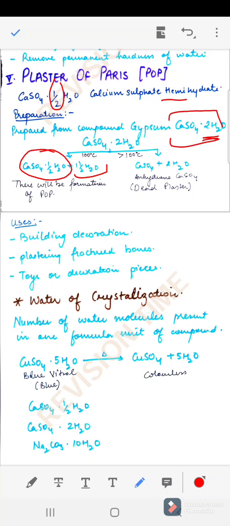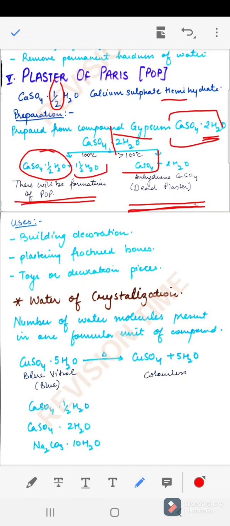But if the temperature is more than 100, we will get anhydrous calcium sulfate. That means these two waters will be separated, and we will get calcium sulfate which is anhydrous, that is without water. This is known as dead burnt plaster, right? And this is POP. This is why we are advised to keep POP in dry, anhydrous conditions, right? So what are the uses? We all know that it is used for building decoration in houses or offices, for plastering fractured bones, and it is used in toys and decoration pieces.